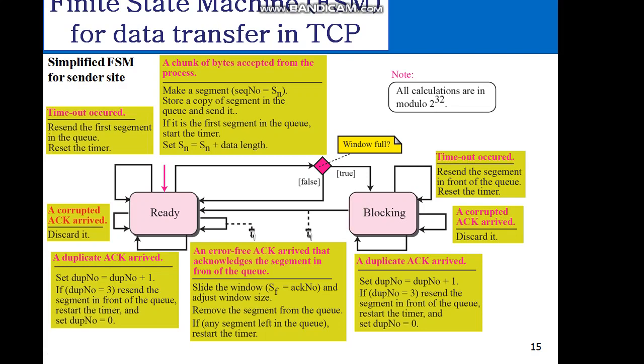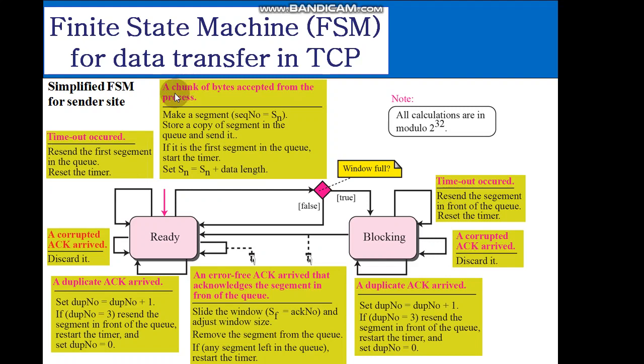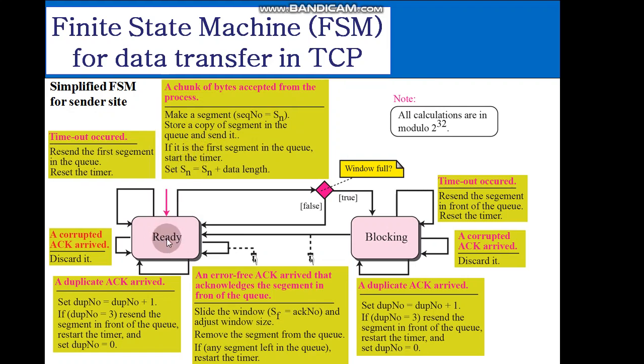Then we try to understand the whole process by using the finite state machine, and we are talking here about the sender side. Suppose the sender is in the ready state. Then a chunk of bytes is accepted from the process, meaning the process has sent some bytes which need to be sent by the sender to the receiver. Then it will make a segment of sequence number n, store a copy in the queue, and then try to send it to the receiver.